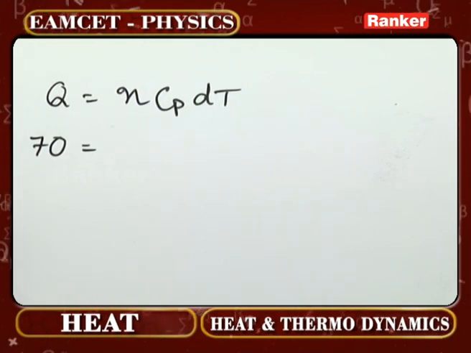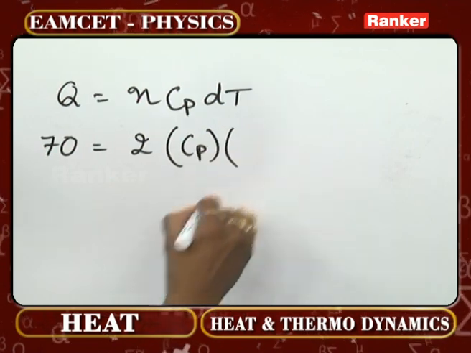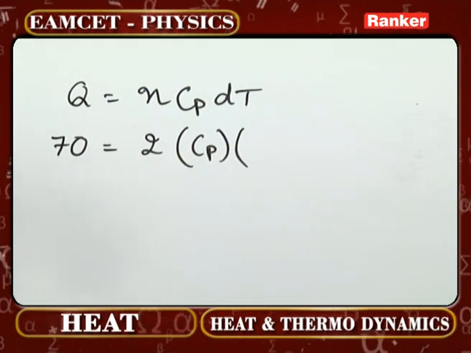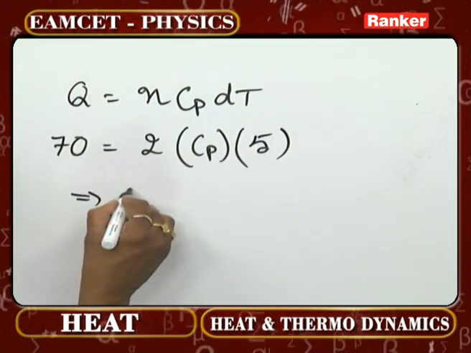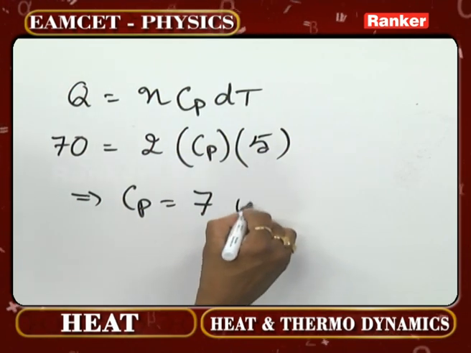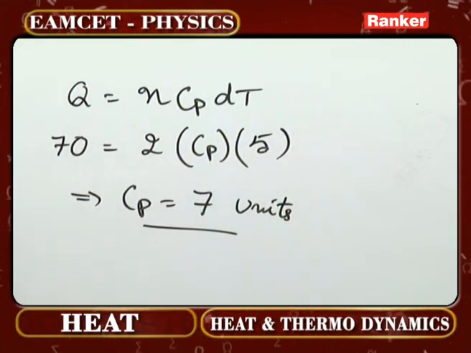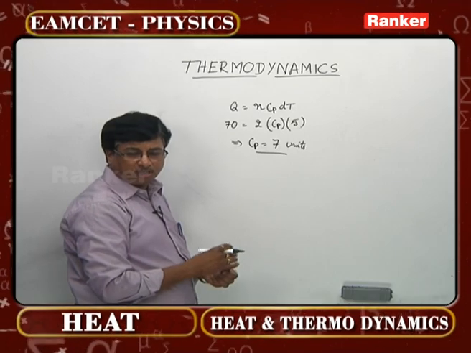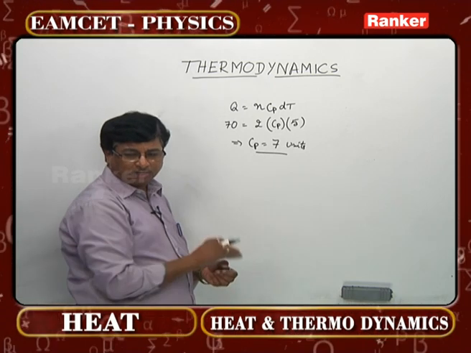How many moles of the gas has he given? 2 moles into Cp. We don't know the value. What is the rise in temperature? 25 to 30. So the variation will be 5. Therefore, what will I get? Cp is equal to 7 units directly I will be getting. Of course, Cp means specific heat at constant pressure, in calorie per gram per degree centigrade or calorie per mole per degree centigrade in this case. We can write like that.